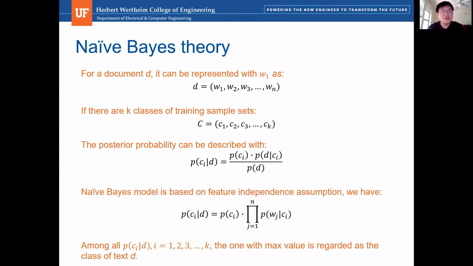In the first part, I will introduce the Naïve Bayes theory. In this theory, a document D can be represented with the words in it, like this. If there are k classes of training sample sets, the class set can be represented like this. The posterior probability can be described with this equation. Because the Naïve Bayes model is based on the feature independence assumption, the conditional probability of the text can be calculated with the conditional probability of each word. So we have this equation. The first item on the left of this equation is the prior probability of the class.